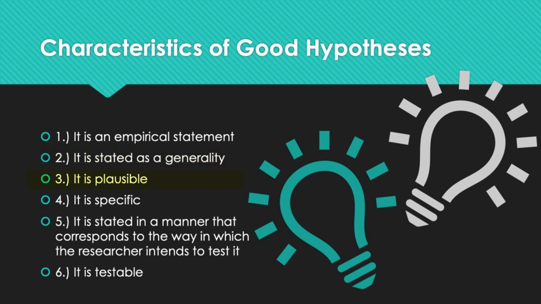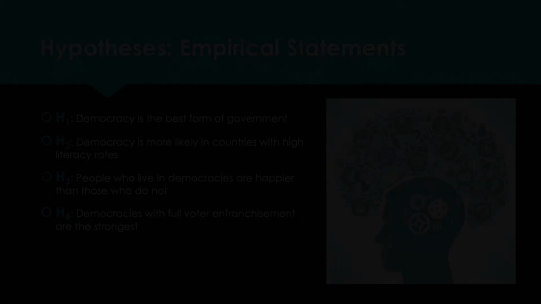Third, it must be plausible. Right? Not fantastical. It has to be rooted in some type of logic. Fourth, it should be specific, not too narrow, not too broad, but just specific. Fifth, it should be stated in a way that corresponds with the analysis you intend to conduct. And finally, sixth, it must be testable. So let's walk through examples of good and bad hypotheses for each of these criteria.